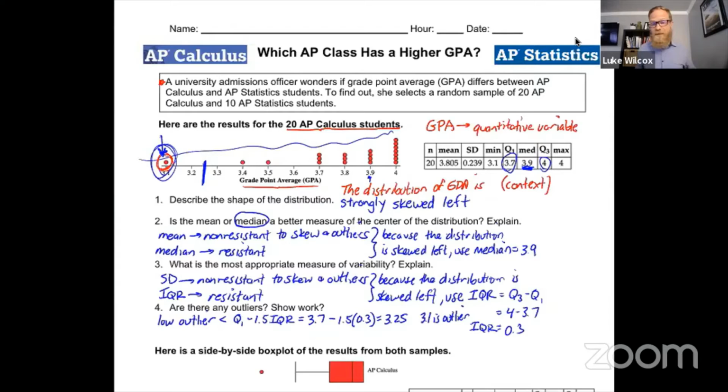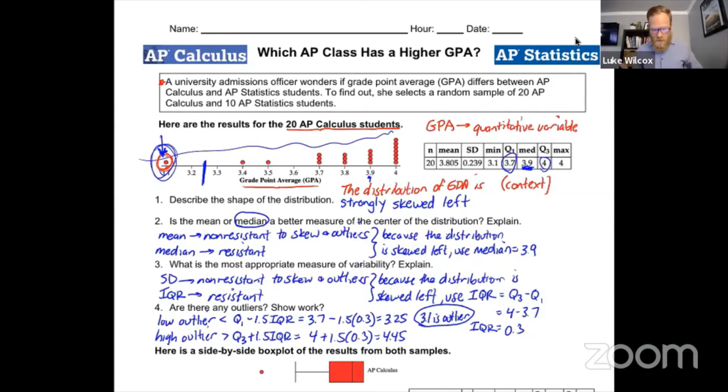Now we should check on the other end. I really kind of doubt that there's a high outlier here, but just to go through the motions here and see what the formula looks like. In order for us to have an outlier on the other end, on the high end, it has to be greater than Q3 plus 1.5 IQR. So our Q3 here is 4 plus 1.5 times the IQR is going to give us a value of 4.45. Very clearly, there are no numbers that are greater than 4.45, so we certainly do not have a high outlier. We are left with just the low outlier of 3.1.